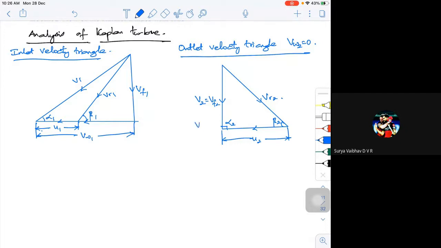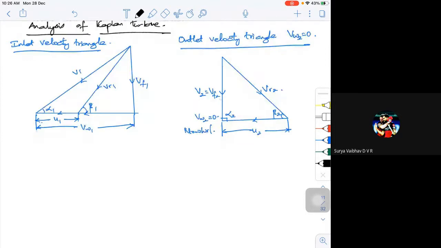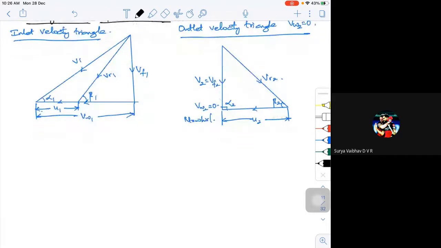That is VW2 is equal to 0. That means it is a no whirl condition. So it's very similar to your Francis turbine. So I have certain formulas to write here. Okay, so there are some formulas.